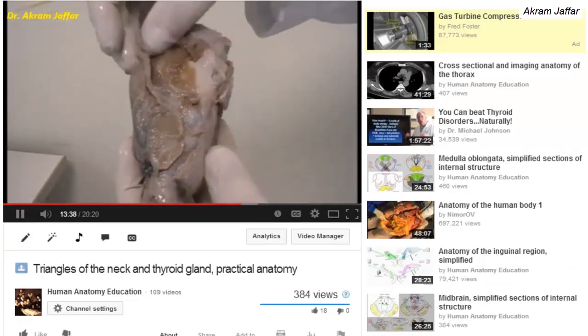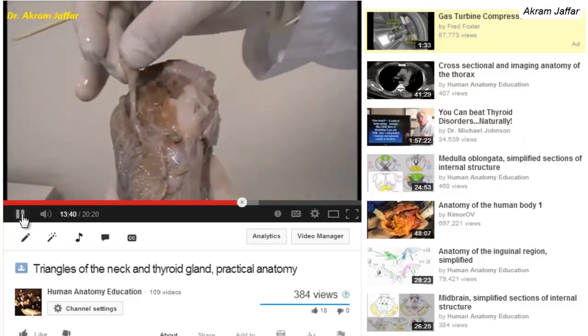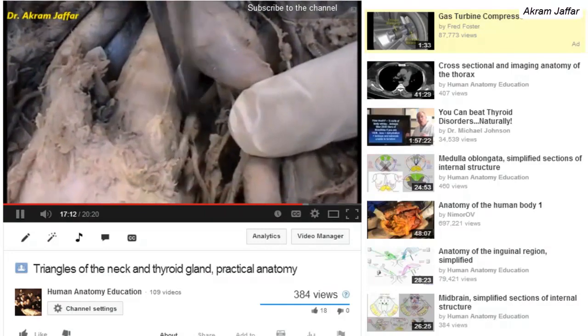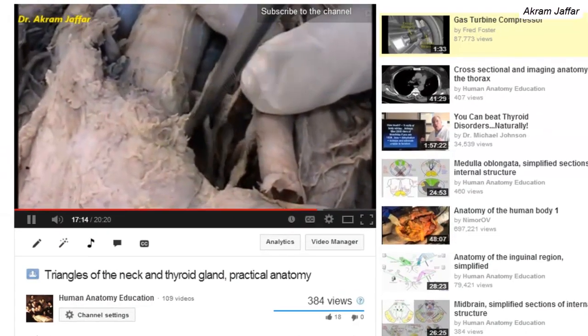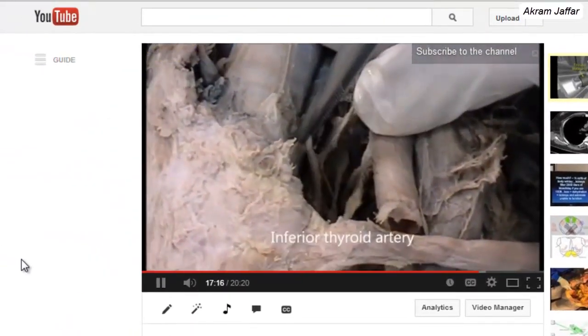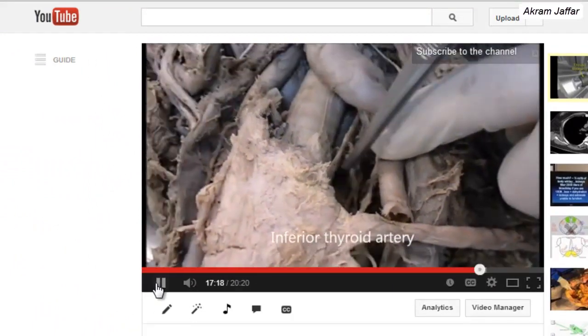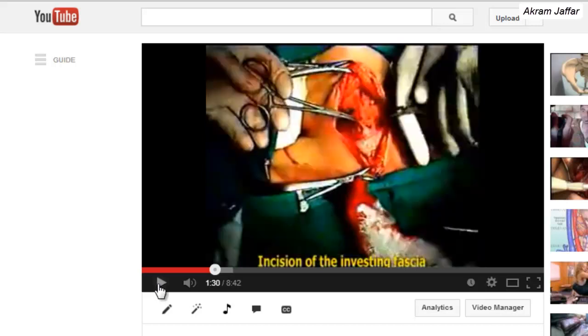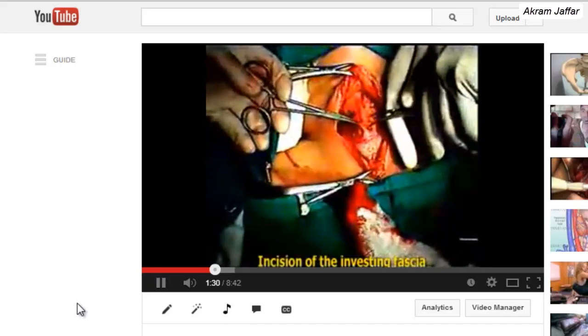Again here, anteriorly, we can see the superior thyroid artery. We find that the recurrent laryngeal nerve is also related to an artery. This artery is the inferior thyroid artery. See? The fifth video was on the applied anatomy of the thyroid gland. Surgical anatomy of subtotal thyroidectomy.